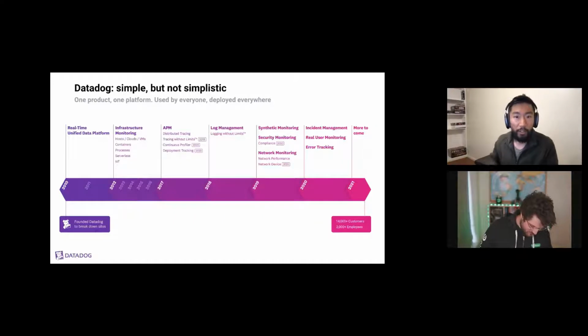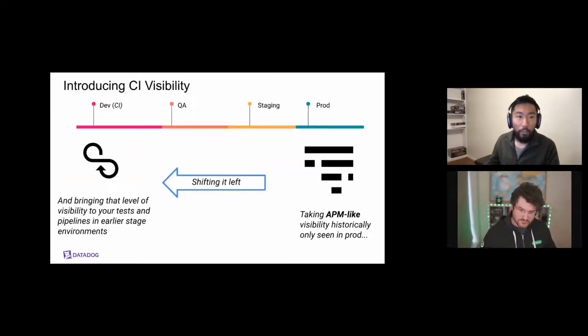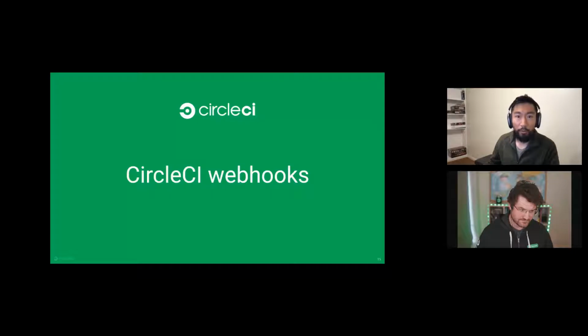Which brings me to the next slide. So this is where we introduce CI Visibility. Historically, Datadog has focused on monitoring live environments, but with CI Visibility, we're taking the same production grade observability tooling seen in prod and shifting it left to bring it closer to developers in CI. Now Zan will talk a bit about CircleCI Webhooks.